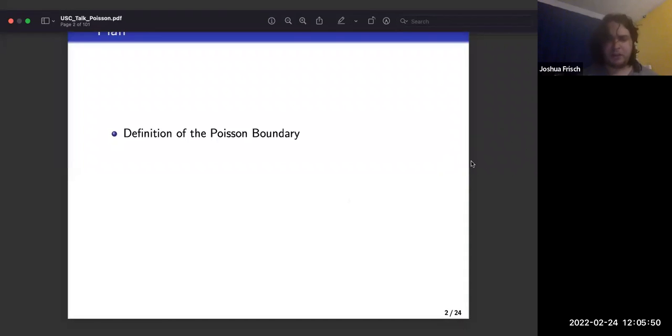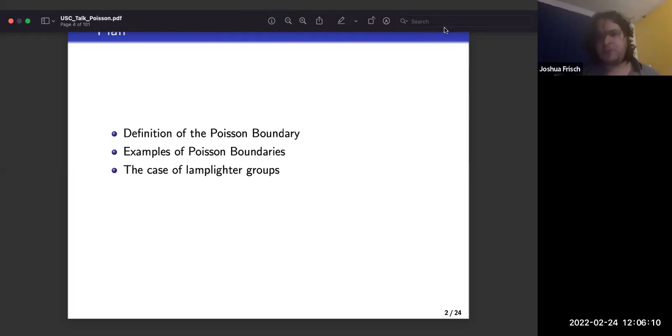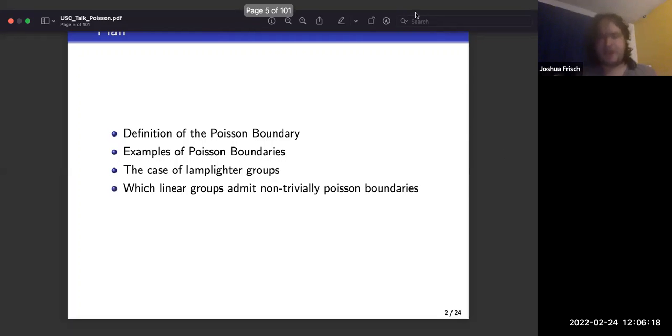So the plan for the talk is, first, I'm going to define the Poisson boundary. Then I'm going to give examples of Poisson boundaries. I'm not actually going to ever compute a single non-trivial Poisson boundary, but I will compute enough of it to show something is non-trivial. I'll focus in particular on the case of Lamplighter groups. If you don't know what Lamplighter groups are, that's fine, I'm going to introduce them. And then finally, I'm going to try and answer our main research question in this project, which was: which linear groups admit non-trivial Poisson boundaries?